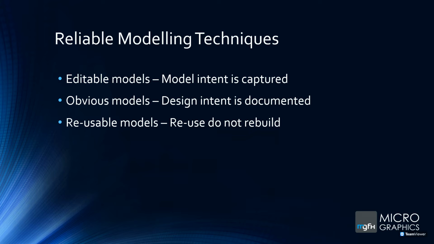Obvious models. Now, document your design intent. So we'll see how we can document the design intent in the models. If you're going to give this model to someone else in your team, they need to know, why did you do this? How did you do this? What is this? Why is this feature here? And why have you made these three parameters your key driving factors on how this whole model changes and conforms to the design intent? So, documenting your design is very, very important.